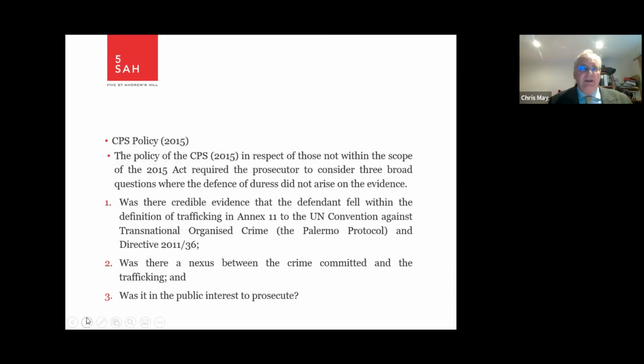I've set out the CPS policy as it was in 2015. It was subsequently updated, but the three aspects: was there credible evidence of trafficking? Was there a nexus, a sufficient connection between the crime committed and the trafficking? And was it in the public interest to prosecute? So if we could move on, please.